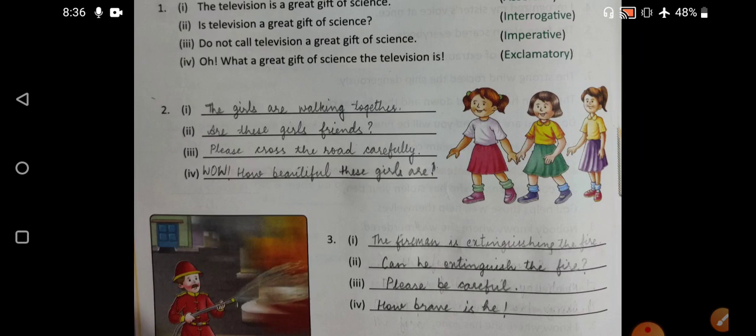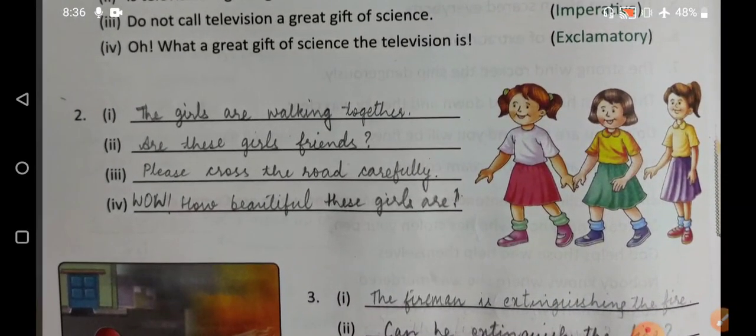So second picture is of 3 girls. So according to me, these girls are walking together, which makes an assertive sentence. Are these girls friends, which makes an interrogative sentence. Please cross the road carefully, which is an imperative sentence because I am requesting them to cross the road carefully. And last is wow how beautiful these girls are, which is an exclamatory sentence.